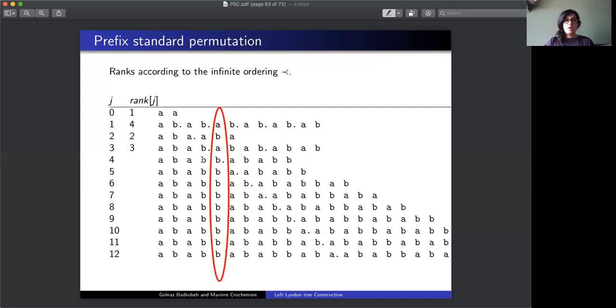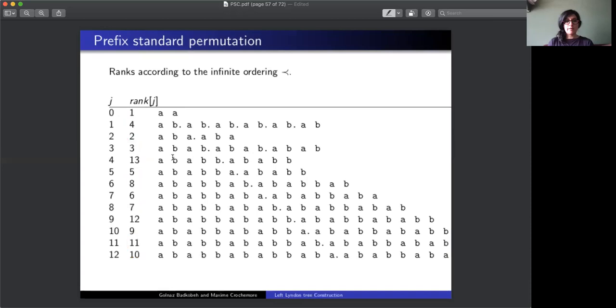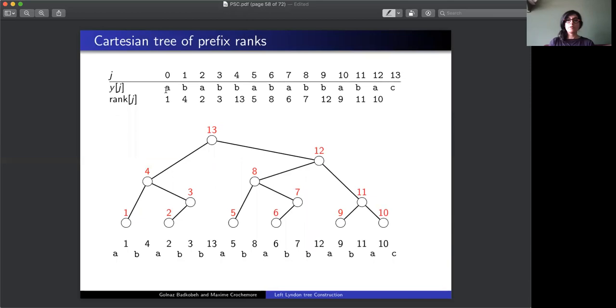So I move on, and here I get 3 and 4, and again, looking at this A, I know that the prefix that ends at position 5 has rank 5. And then magically, I get all of these numbers. But I will tell you a bit later on why it is enough to just sort the batch of prefixes whose ending position is within the first occurrence of the period. Okay. So here is the ranking, and then I get the full table here. So this was my word, and this is the ranking of its prefixes according to infinite ordering.